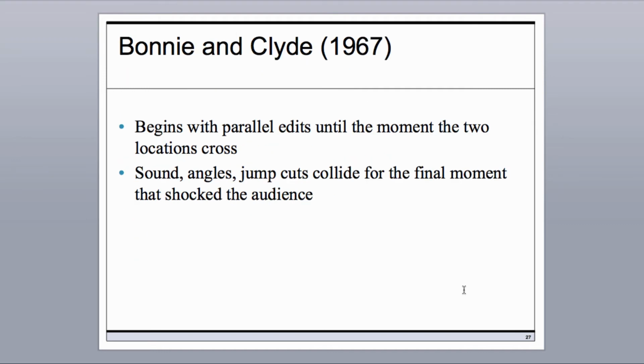So watch Bonnie and Clyde from 1967. It begins with some parallel edits as Bonnie and Clyde go to meet a person at a certain location until they reach that location. But then, as violence erupts, you see many sounds, angles, jump cuts colliding. There'll be a mixture of film speed, where at first it seems to be slow motion, then regular motion, and a very extreme method to shock the audience. So be sure and watch that scene that's in News on D2L.